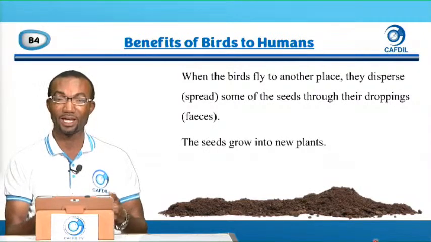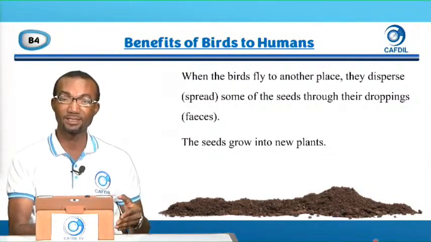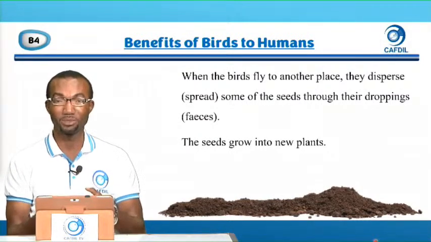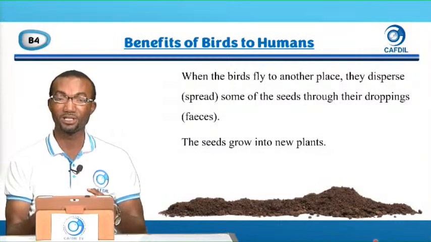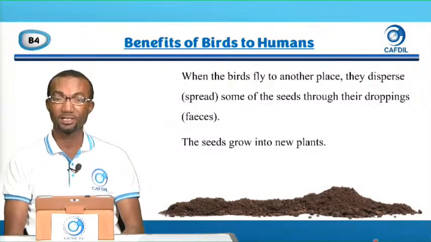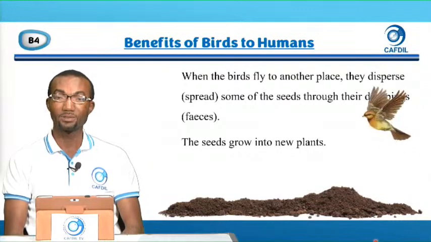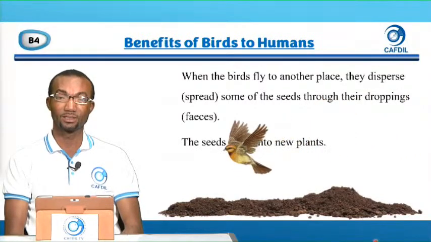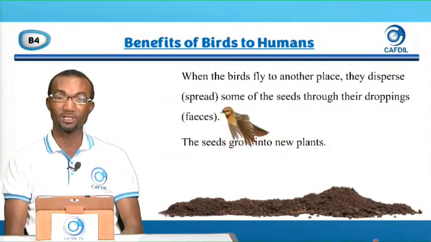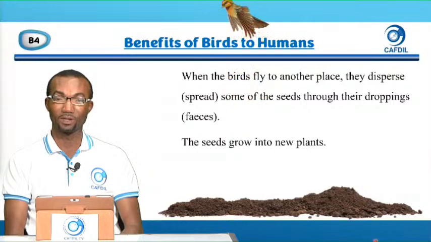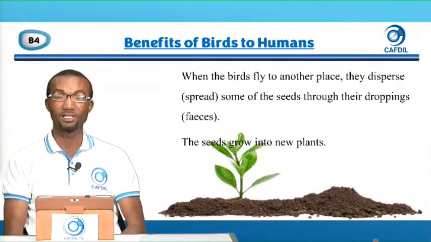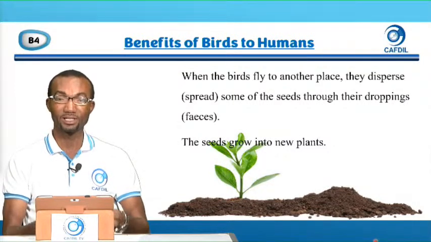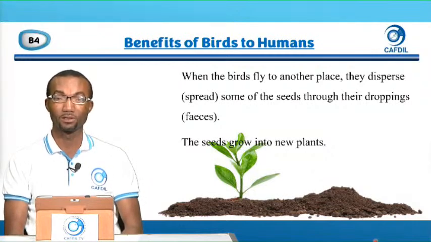So when the birds fly after eating the fruit that contains seeds, the bird will fly to another place, and some of the seeds through their droppings will make new plants. So let's see this example. This bird, after eating the seeds, just drops some feces, and then the bird will fly away. Because the feces contain some seeds, the seeds would just germinate into plants if the seeds fall on good soil. So that is meant by birds spread seeds.